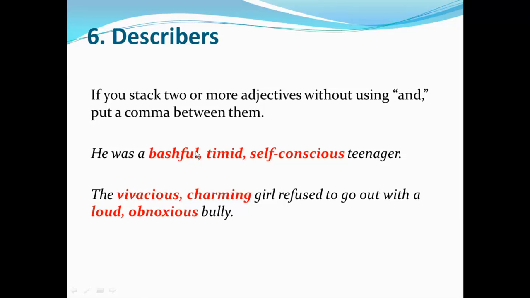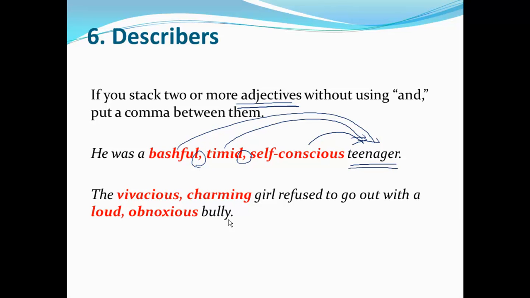Describers are modifiers, so adjectives are a type of modifier, describers. Sometimes you want to stack them instead of using and. So look at this one. We're describing the word teenager, which is a noun, and we want to use at least 3 adjectives. So you can say a bashful teenager, a timid teenager, a self-conscious teenager, but you want to stack them, and I don't want to bother with a conjunction. So I just put a comma here, a comma here.